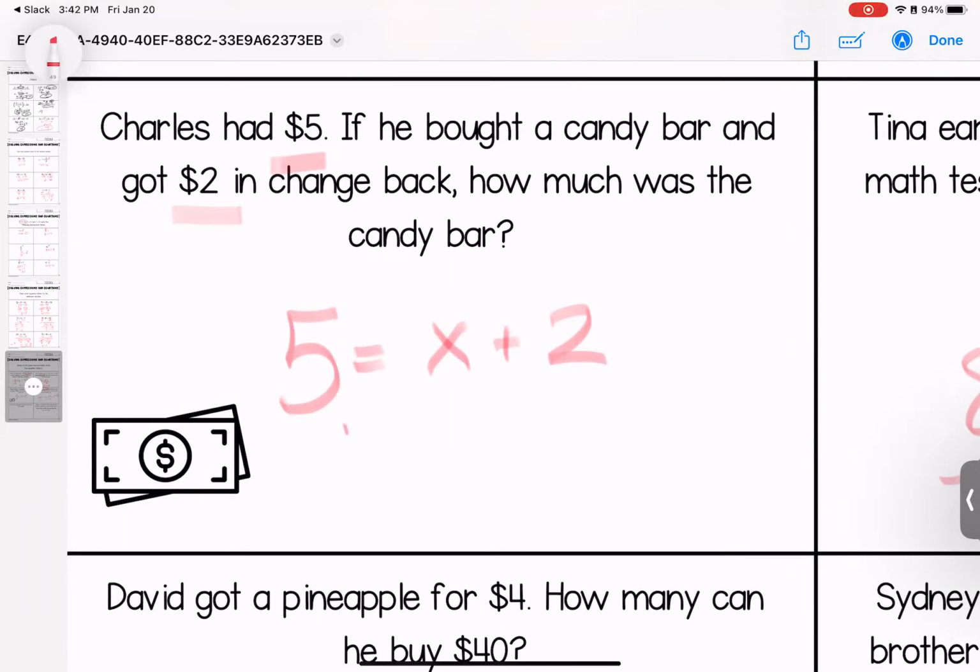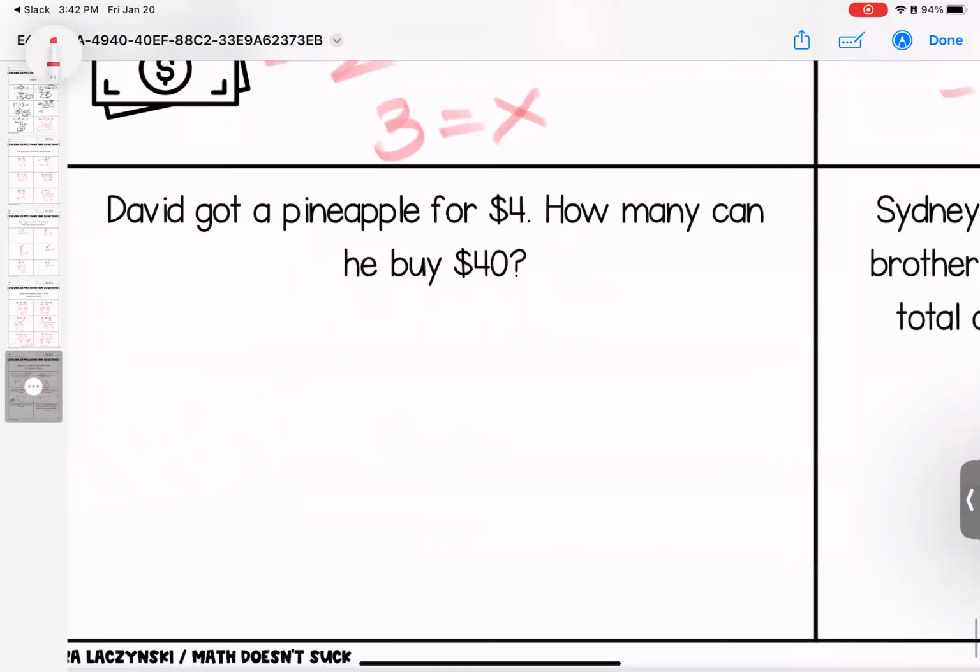So we subtract the 2 on both sides. That means he spent $3. I can check it. 3 plus 2 equals 5. That is how much he got back.